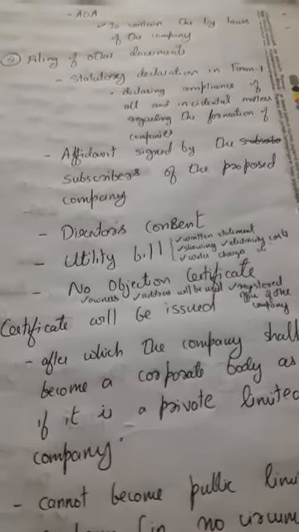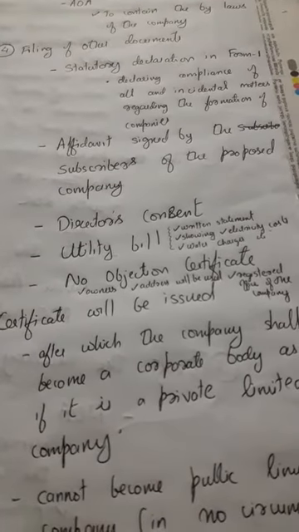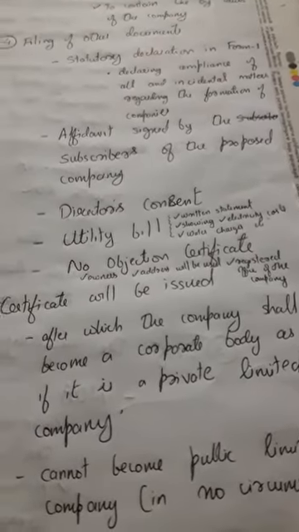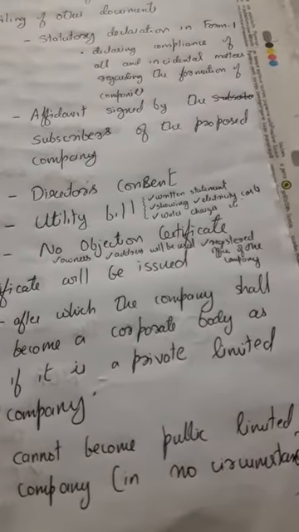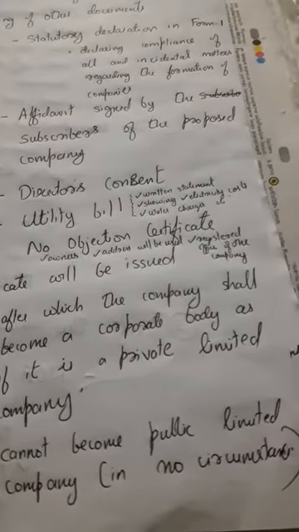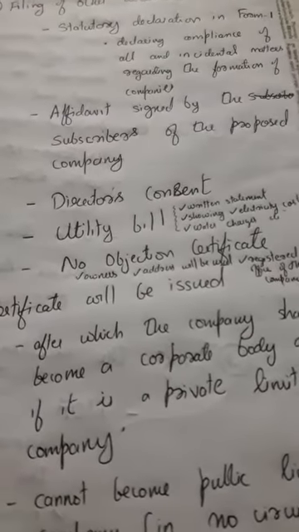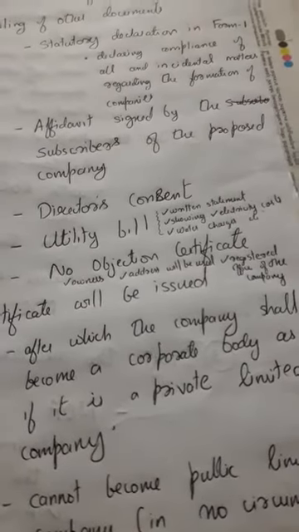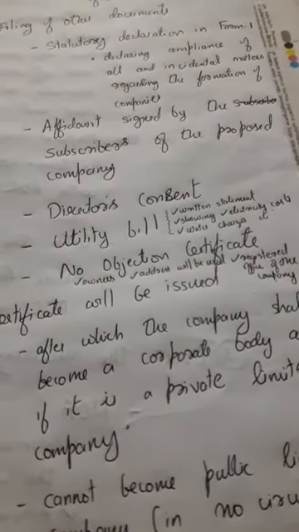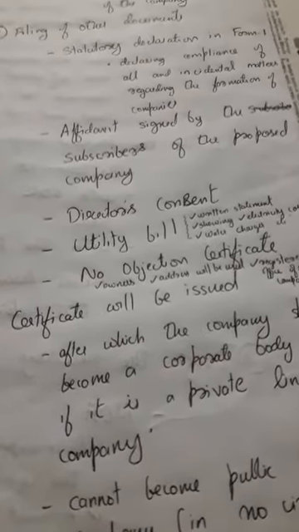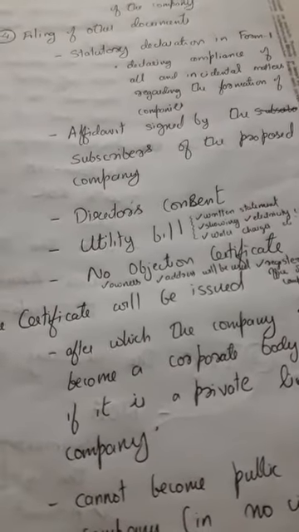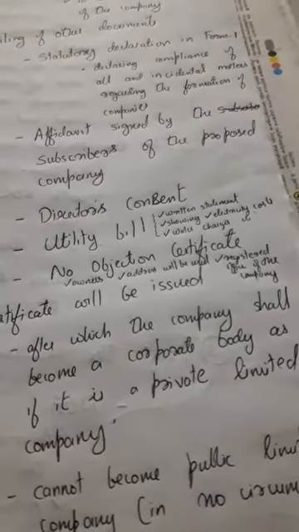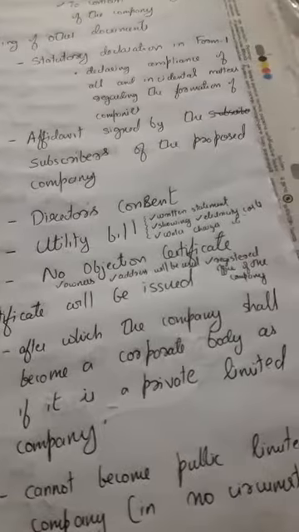After the Registrar issues the certificate for the producer company, the company shall become a body corporate as it is a private limited company. Here the thing to be noted is that a producer company cannot become a public limited company in any circumstances. A producer company is always a private limited company. It will never be a public limited company. That is, when the certificate is issued by the Registrar, the company shall become a body corporate as it is a private limited company.